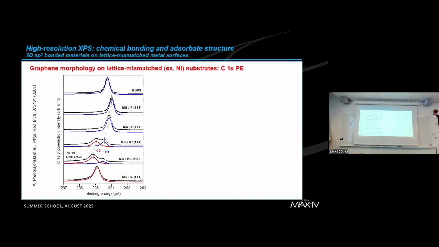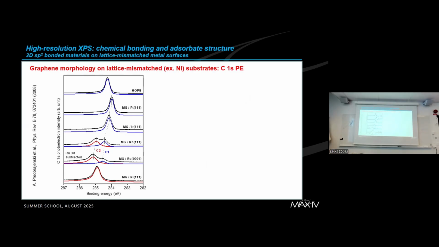Okay, another example here. This is graphene. You may know about graphene. This is a monolayer of carbon atoms in honeycomb structure. And this is graphene, a monolayer adsorbed on different metallic substrates, and we are looking at the carbon 1s line. This is just the bulk HOPG, highly oriented pyrolytic graphite.